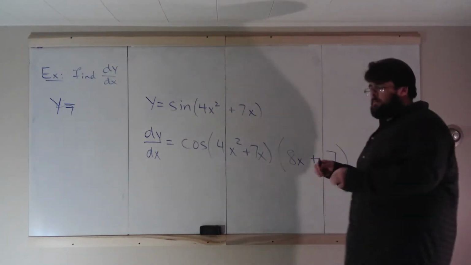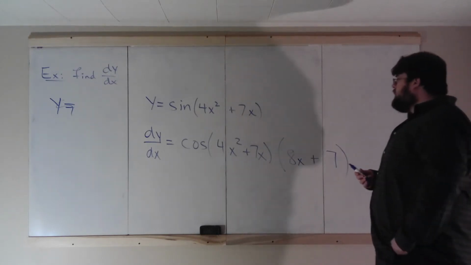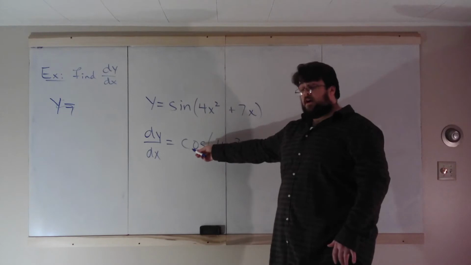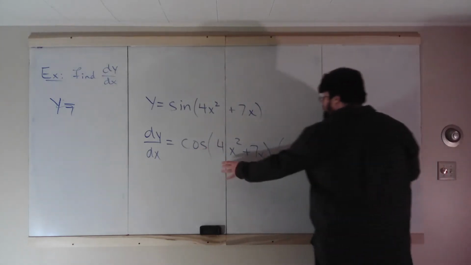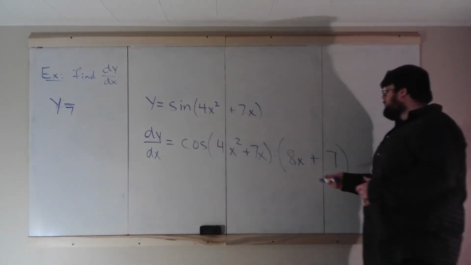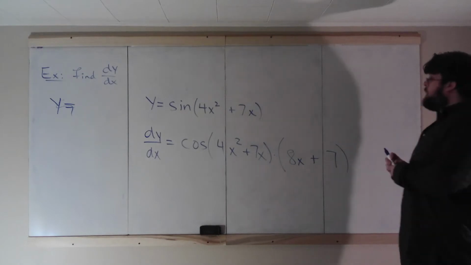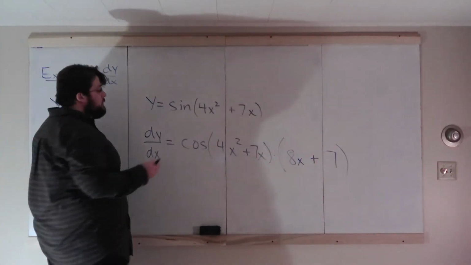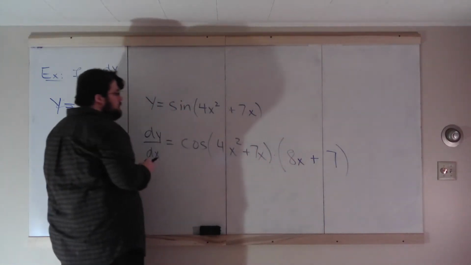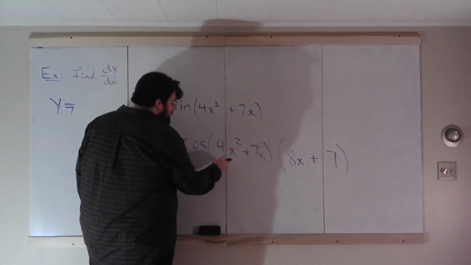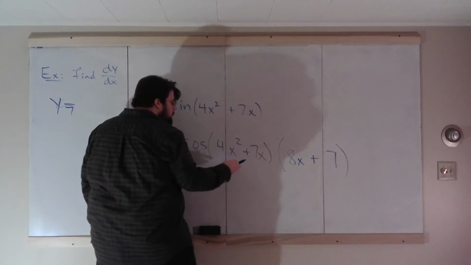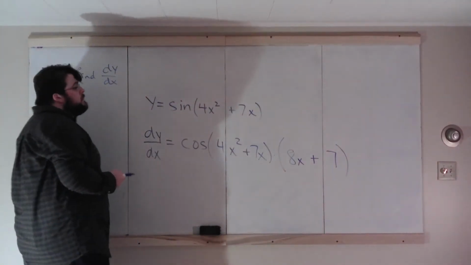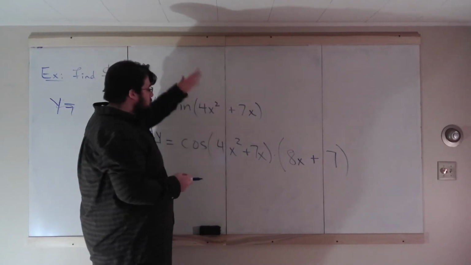Now where did this come from? Well, a couple ways you could see it. Derivative of a sine function is a cosine function. Leave the inside alone, then multiply by the derivative of the inside. So compare this to the previous one where the inside was 2x. The inside was 2x, this was a 2x, and this was a 2. But here, we've done more with the inside.